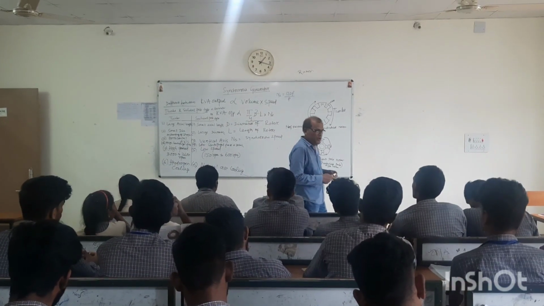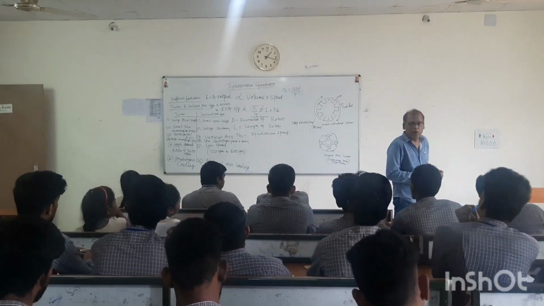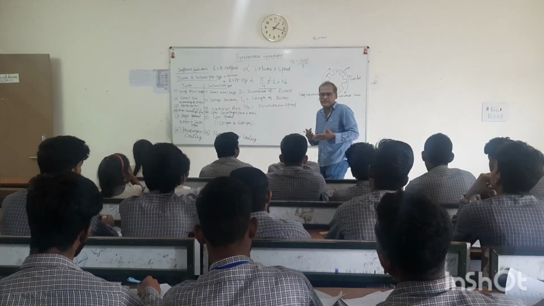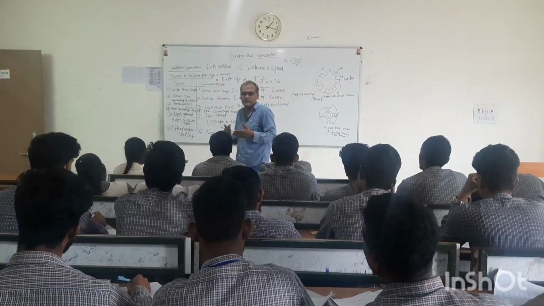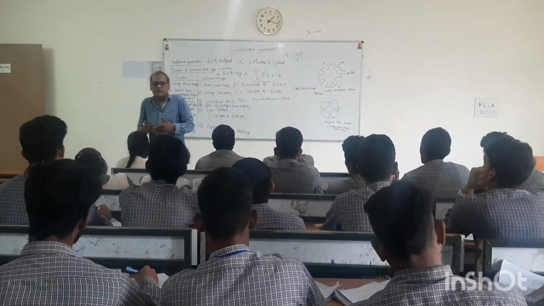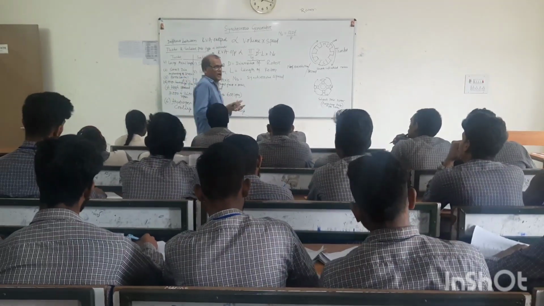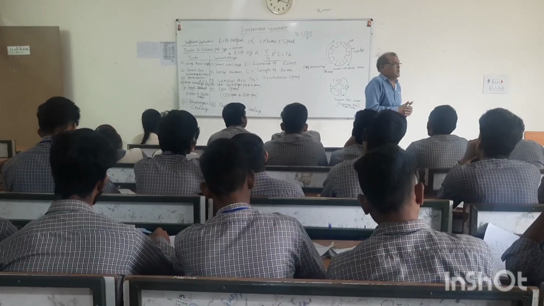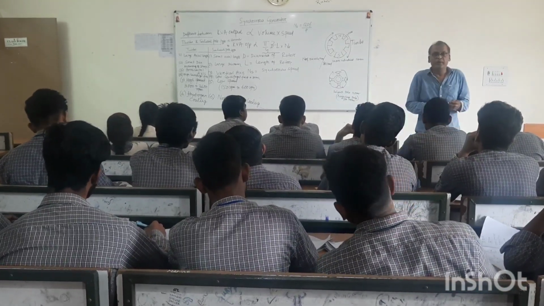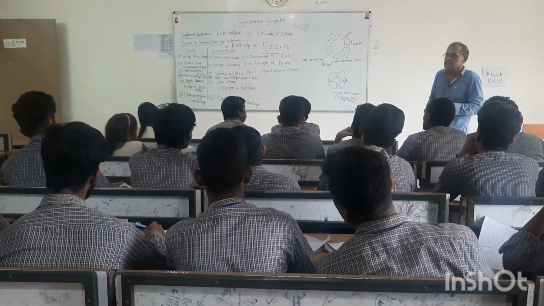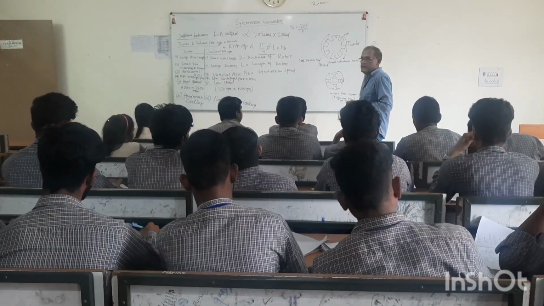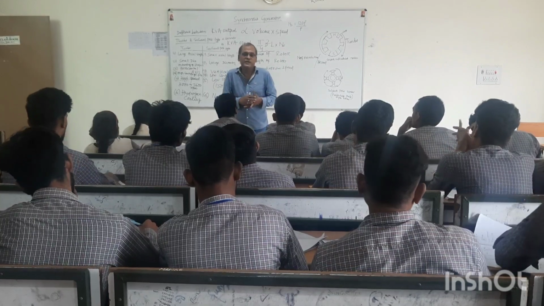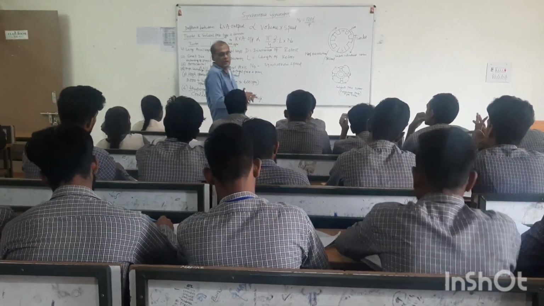The type of alternators: one is the turbo alternator. Turbo means high speed. That means in India we have 50 hertz, cycles per second, so the revolutions per minute will be 3000. In America, where 60 hertz frequency is employed, the speed will be 3600 rpm.